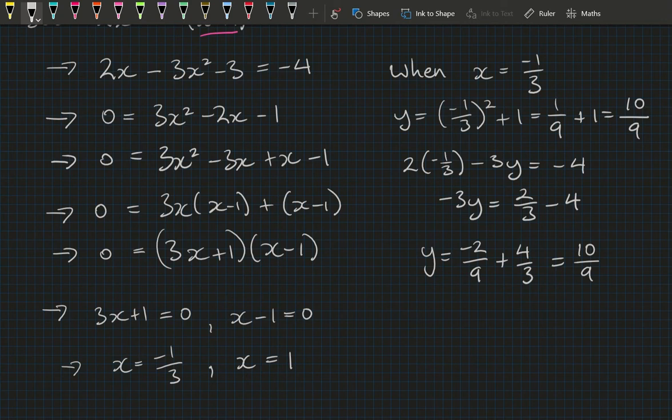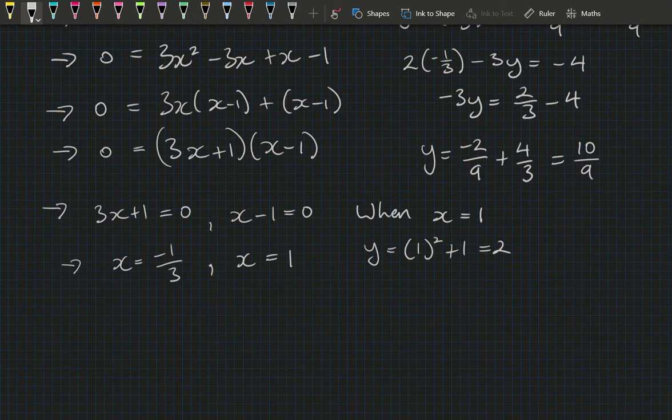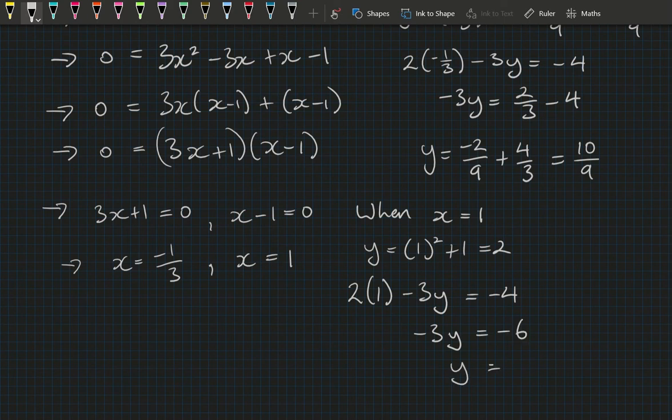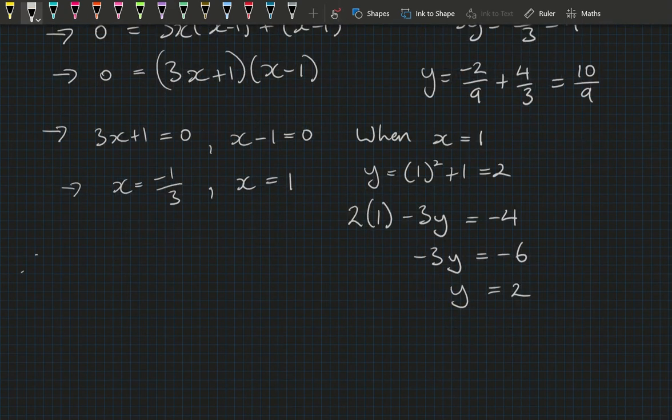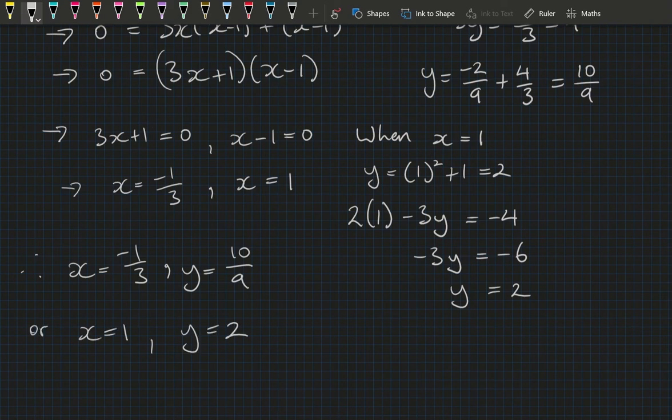Alright, now when x is equal to 1, the quadratic y is equal to 1 squared plus 1, which is 2. And for the line, we've got 2 times 1 minus 3y equals 4, which means we've got minus 3y equal to minus 6. And dividing everything by minus 3, we've got y equals 2. So therefore, one solution is x equals minus 1/3 and y equals 10/9, or x equals 1 and y equals 2. Alright, let's go to GeoGebra and put that in.